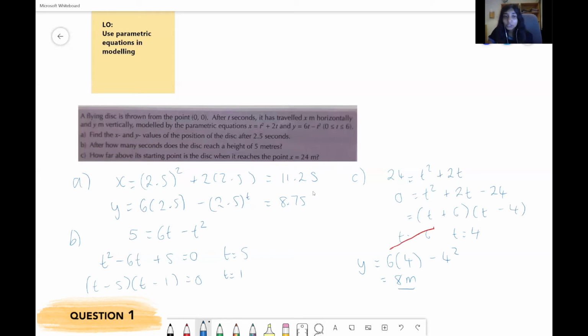It's really similar to just normal parametric equations. They've only put it into a real life, real world scenario, but just don't get thrown off by that and just do what you normally do, doing each step at a time. So let's try another question.